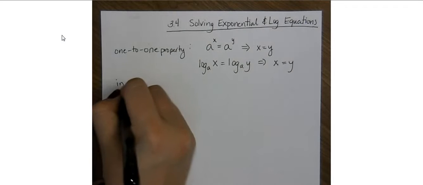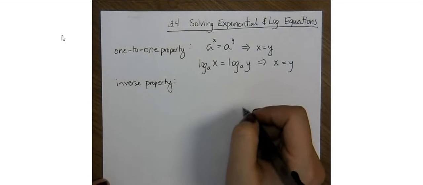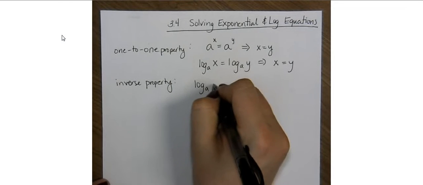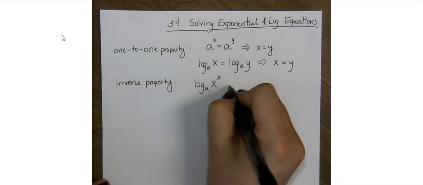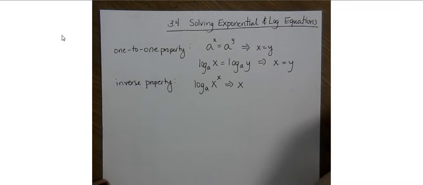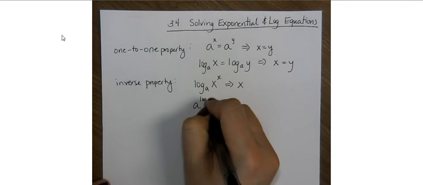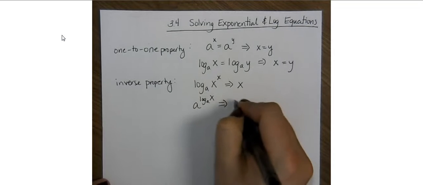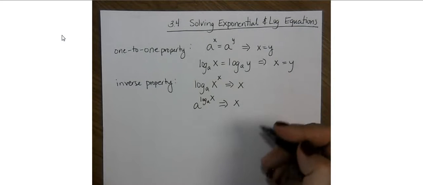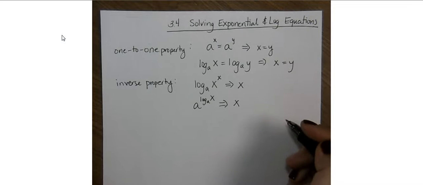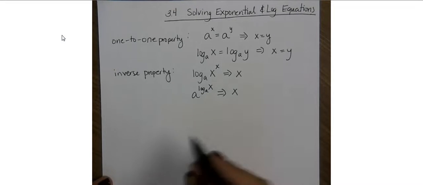The other property we talked about was the inverse property. It says that if you have log base a of a to the x, then this has to equal x. And if you have it in exponential form, a to the log base a of x, then that also has to equal x. And if you don't remember the inverse property, you're just going to have to convert between exponential and logarithmic form, just like you did on worksheet 1 yesterday. Okay, so those are the two properties that we just need to remember. They help us to solve some of these things.